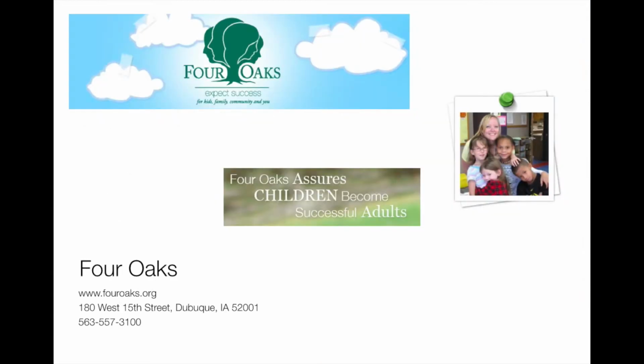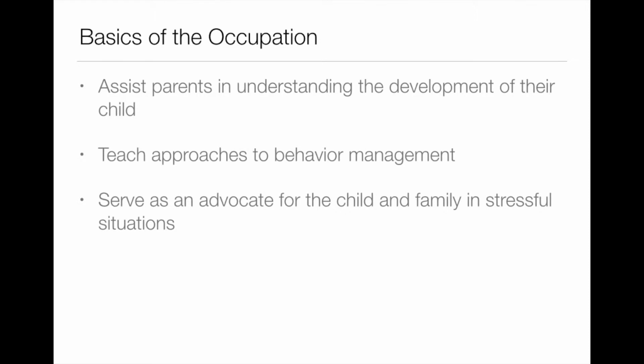So the example organization that I chose is called Four Oaks, and it's a program in Iowa, and they've got tons of locations all over Iowa. Now, the basics of the occupation of a family educator are to assist the parents in understanding the development of their child. So, in other words, to educate them on what's happening with their child and how their child is going to develop or is currently developing, so that they can be prepared and understand what tools they have to work with their child.